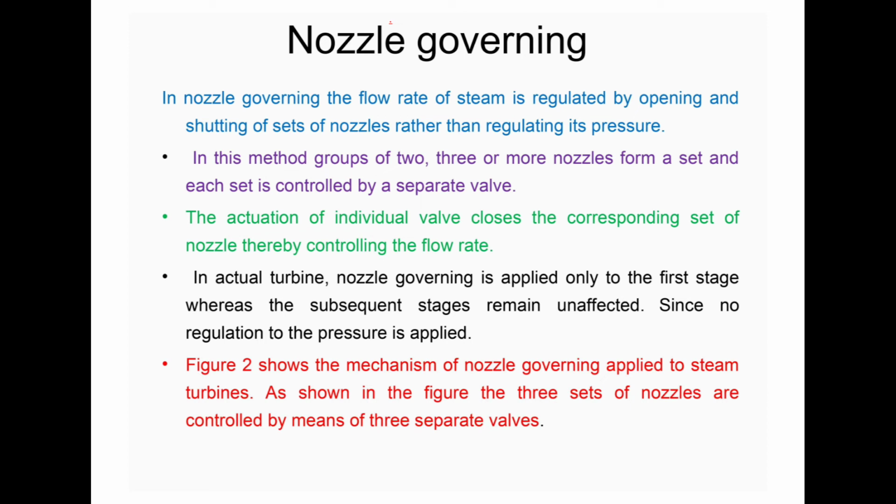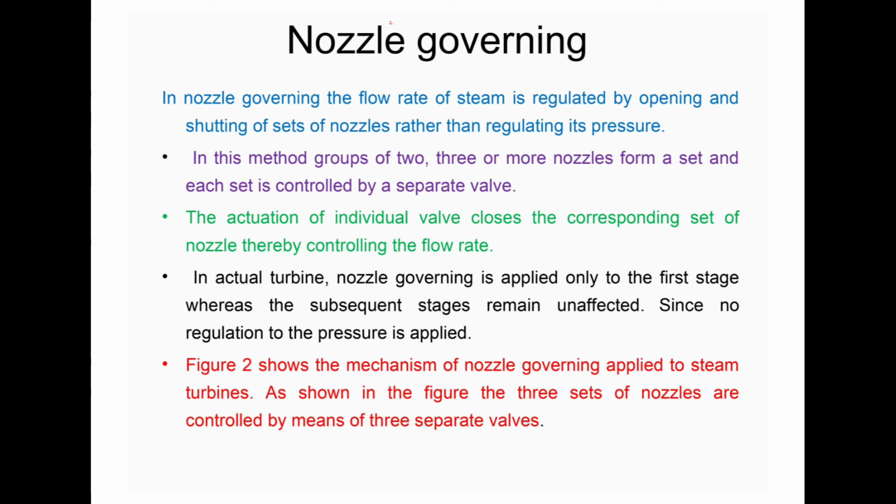Then the nozzle governing system. The flow rate of steam is regulated by opening and shutting a set of nozzles rather than regulating its pressure. In this method, groups of 2, 3 or more nozzles form a set, and each set is controlled by a separate valve. The actuation of an individual valve closes the corresponding set of nozzles, thereby controlling the flow rate.